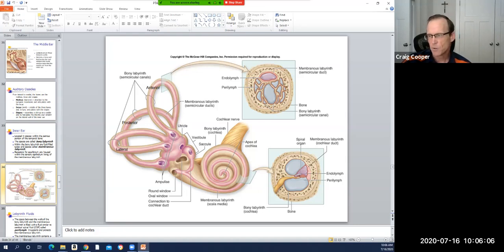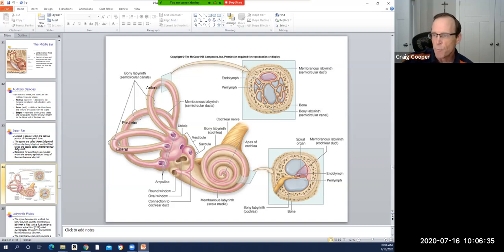The saccule is more about vertical motion. So if you get on an elevator on the 10th floor and push one, sometimes you feel like the elevator drops a little bit. The saccule is what's going to pick that up. If you are on one of those amusement park rides that brings you out and then drops you all of a sudden, the saccule is the part that really picks that up most discretely.